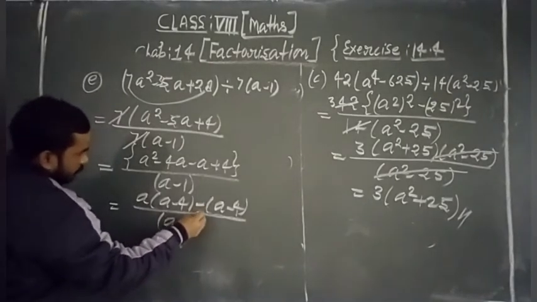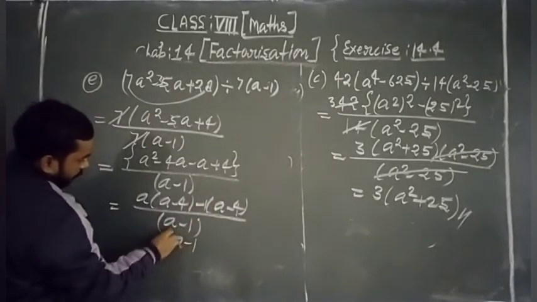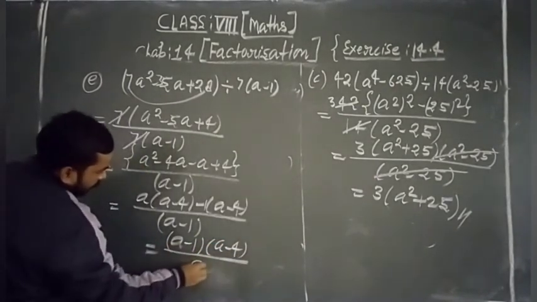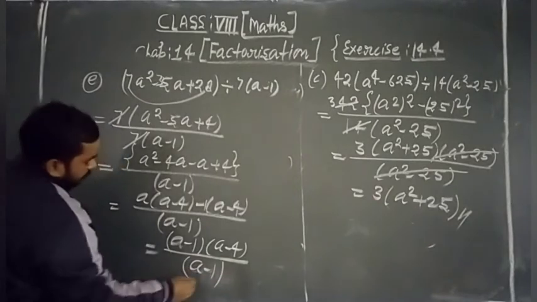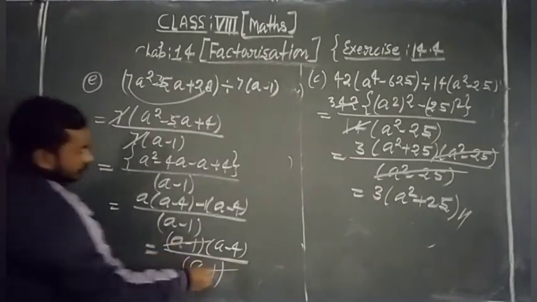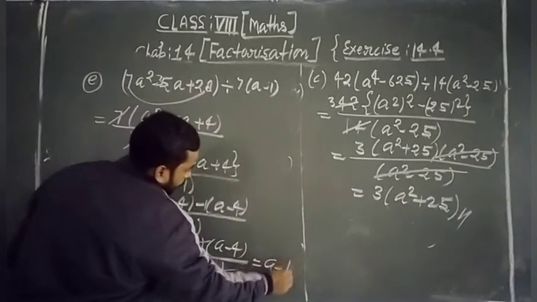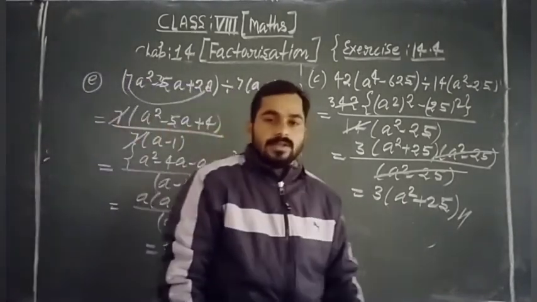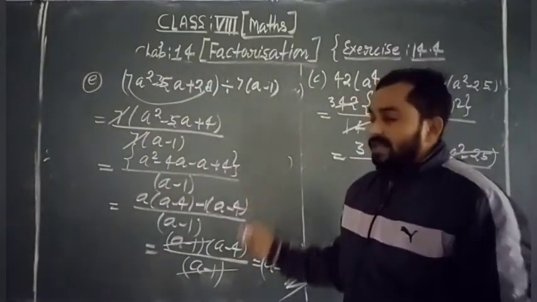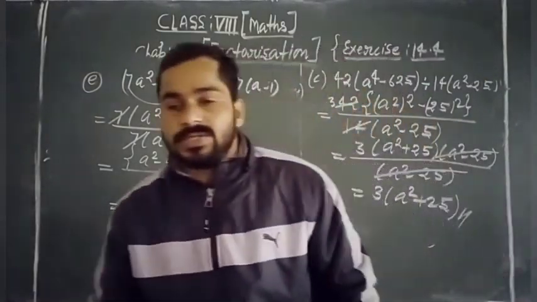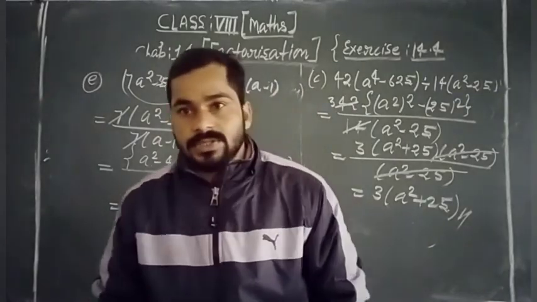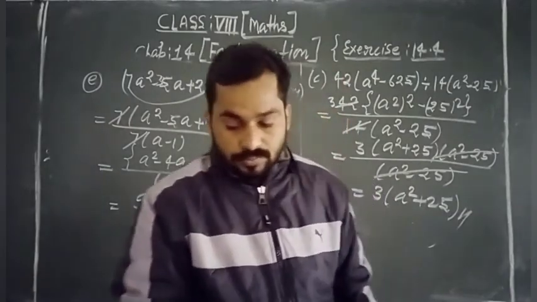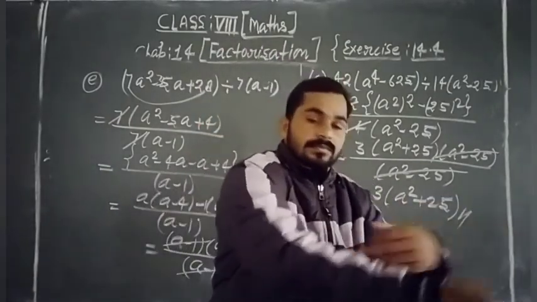A minus 1 is common here, so (a minus 1)(a minus 4) divided by a minus 1. Then a minus 1 divided by a minus 1, and here only we have to divide. So there is no problem to solve this type of questions.